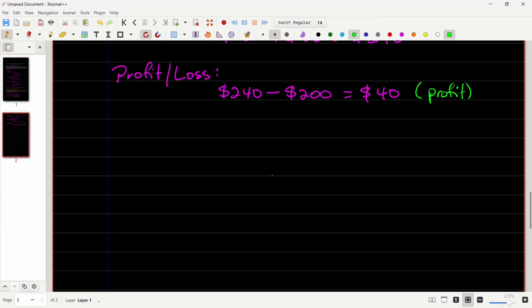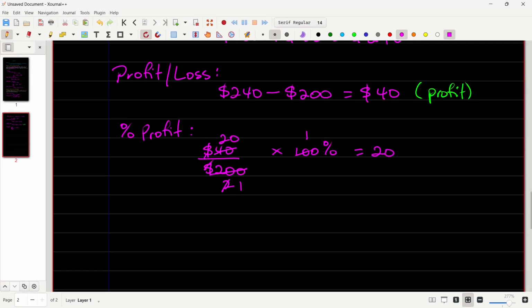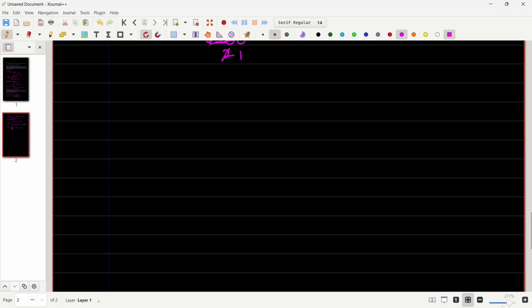So since it's a profit, we determined we're going to work on the percentage profit, which is going to be our $40 divided by the original cost price of $200 times our 100%. 100 into 100, 100 into 200, 2 into 2, 1, 2 into 40, 20, and we're getting a value of 20%, and that is a 20% profit that we need. All right, next we'll go on to the other problem.